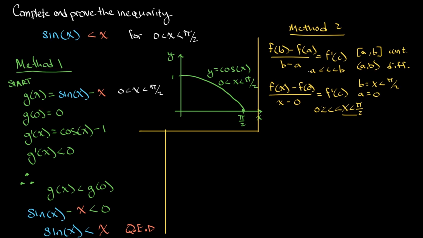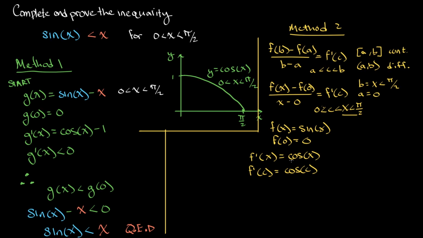Now that we have it in this form, we are going to name this function. f of x is going to be equal to sine of x. All right? So if f of x is sine of x, then we can find the rest of this information. We'll find f of 0 and our derivative evaluated at c. So f of 0, sine of 0, is just 0. And then taking our derivative, the derivative of sine of x is cosine of x. And then we want to evaluate this at c. So this is cosine of c.